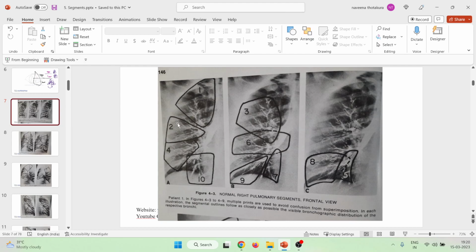In the lower lobe, we have the superior segment of the lower lobe. Then we have the medial basal segment, which is 7. This is the anterior basal segment, which is 8. This is the lateral basal segment, and this, the 10th, is the posterior basal segment. So these are the frontal views of the right lung.